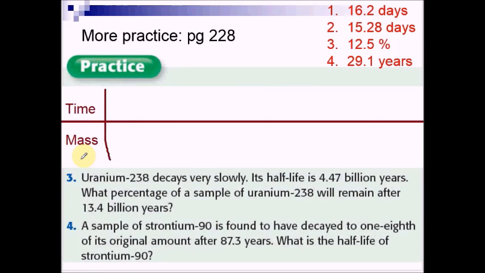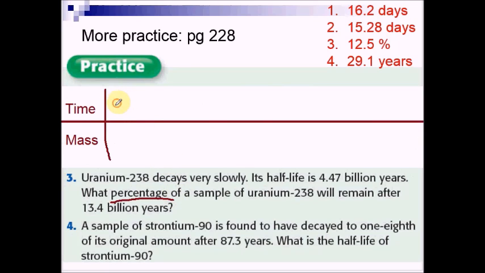Okay, number 3, also a little different because they ask for a percentage. It says uranium-238 decays very slowly. Its half-life is 4.47 billion years. What percentage of a sample of uranium will remain after 13.4 billion years? All right, so what percentage? So we'll stick with our fractions for now and turn it into percentage at the very end.